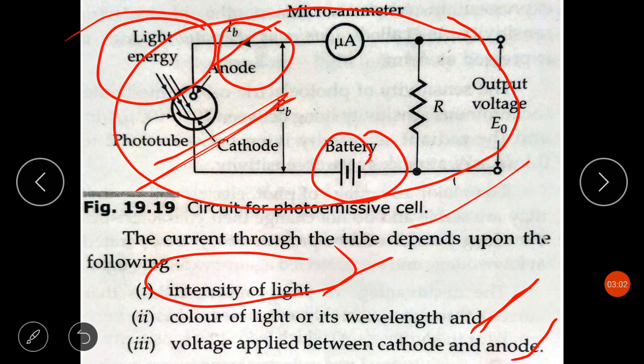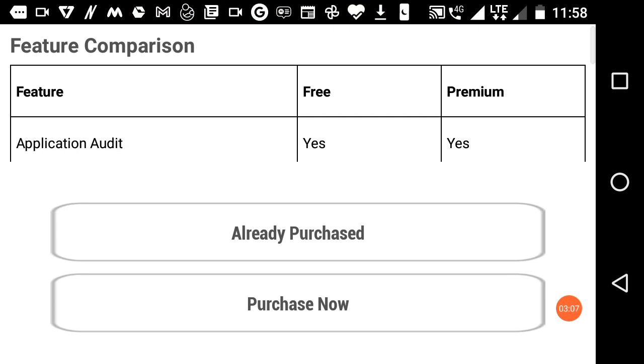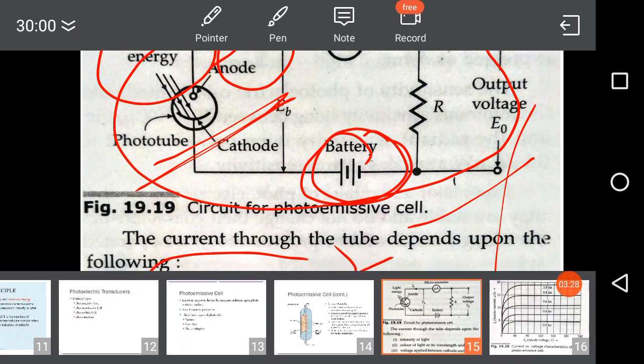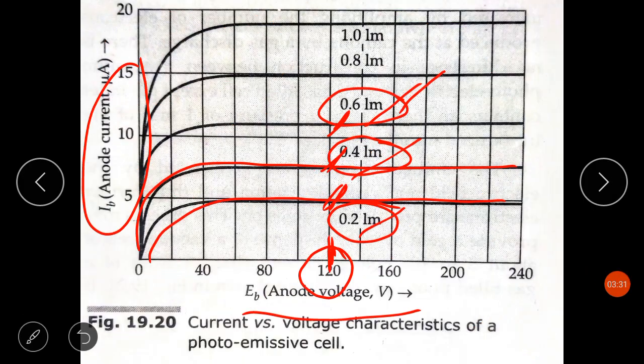So this is the circuit. Here I will make the voltage constant, and I'll take a fixed wavelength light radiation, and because of that the photoelectric current that I'll get will completely depend on the luminous intensity of the light energy. This is the curve showing the current voltage characteristic that I've already discussed.